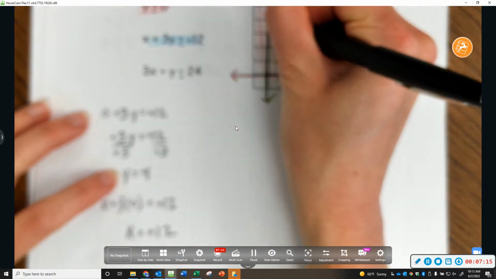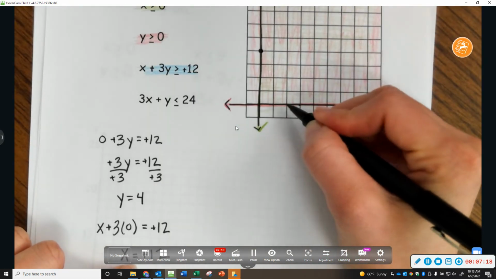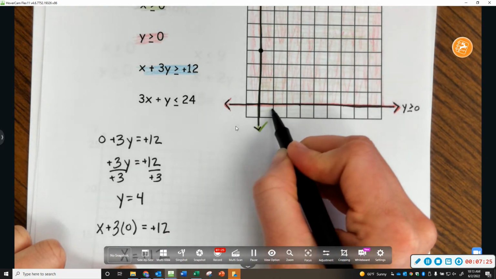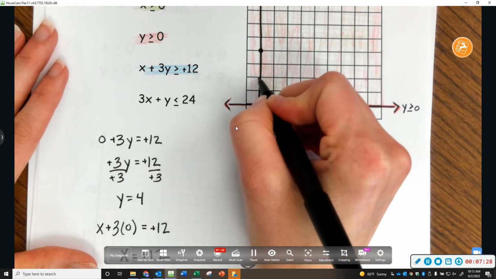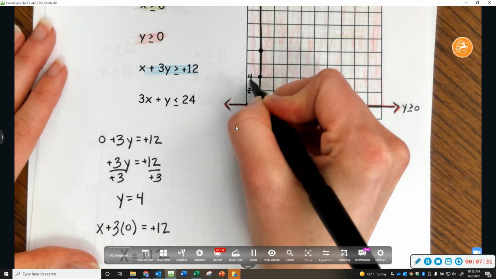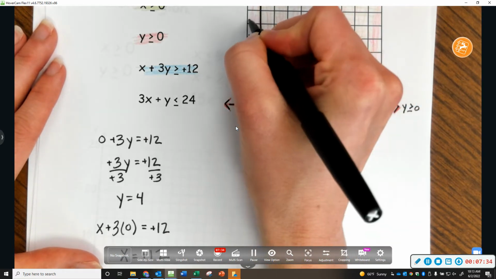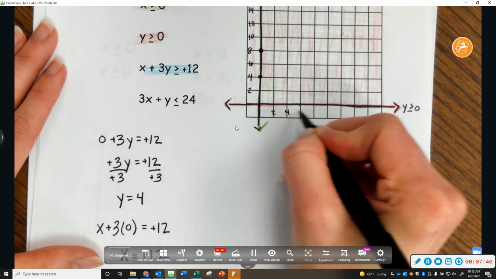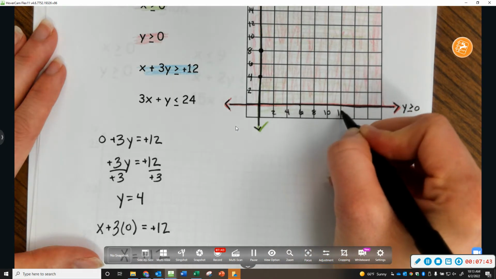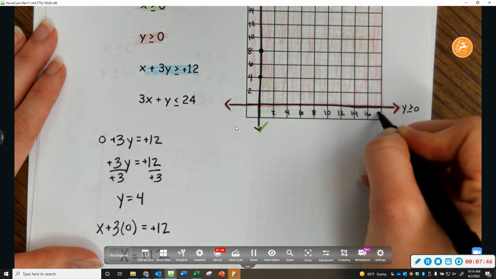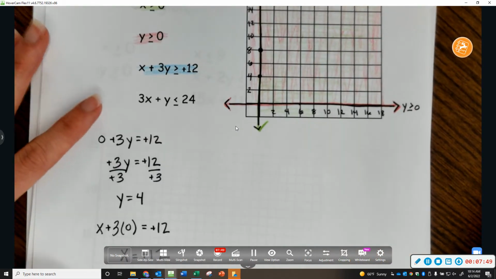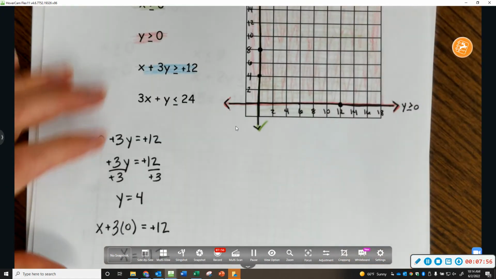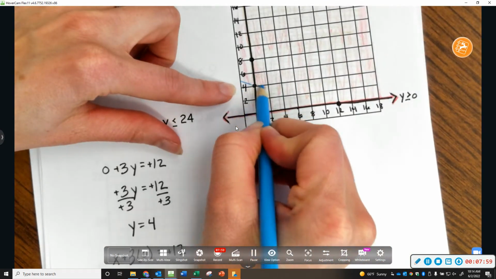1, 2, 3, 4. 1, 2, 3, 4, 5, 6, 7, 8, 9. So I have to go by 2's. So let's go by 2's here too. 2, 4, 6, 8, 10, 12, 14, 16, 18. Okay, so now I need to go x right there, so 4 and 12.